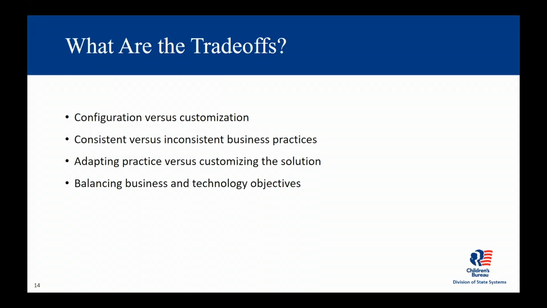Another option is to look at how the low-code solution performs a process to determine whether that process can be adopted versus customizing the system to meet current practices. This trade-off requires strong support from business leadership and effective change management. These are just a few examples of the trade-off that are required to balance business and technology objectives with the capabilities and limitations of low-code solutions.